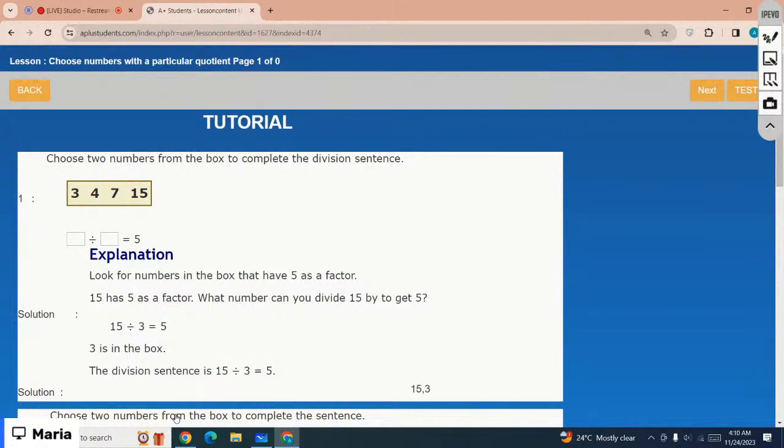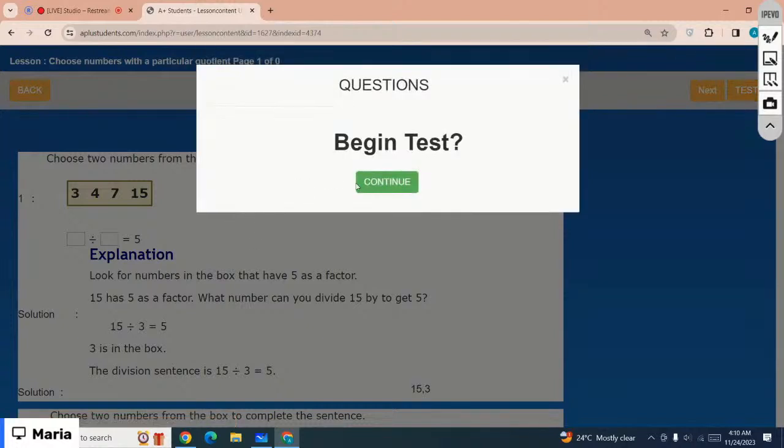So you have 3, 4, 7, and 15. Which two numbers when you divide them makes 5? 15 divided by 3. When you divide 15 by 3, the quotient is 5. Very good. The numbers are 15 and 3. So let's just start with the test questions.